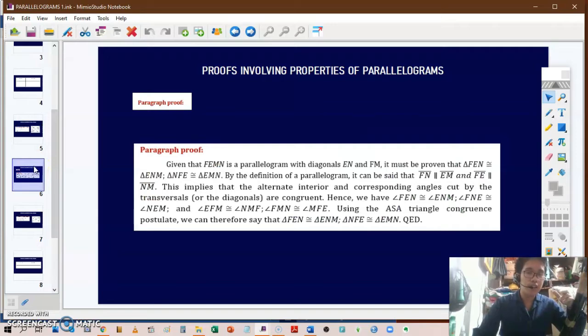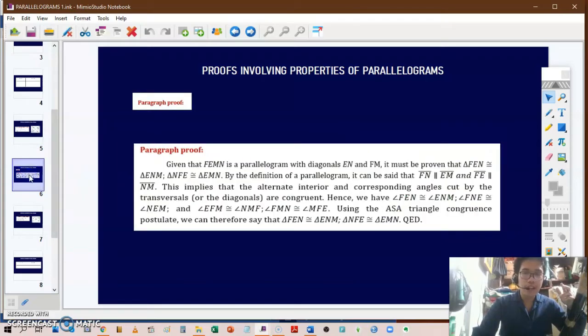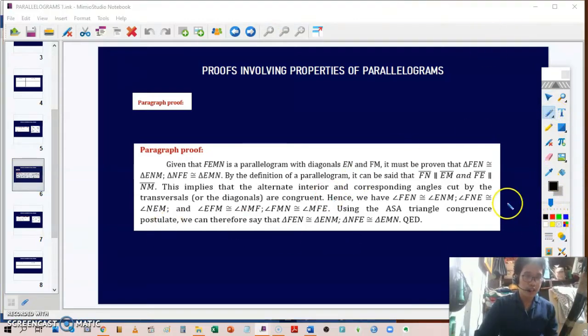This implies that the alternate interior and corresponding angles cut by the transversals, or the diagonals that we have there for our parallel lines, are congruent. Hence, we have angle FEN congruent to angle NEM. If you look closely at those angles here, the alternate interior angles FNE and NEM are congruent, and angle EFM and angle NMF are congruent, and angle FMN and angle MFE are congruent. So we may have forgotten a specific theorem here in order to make it an ASA theorem.